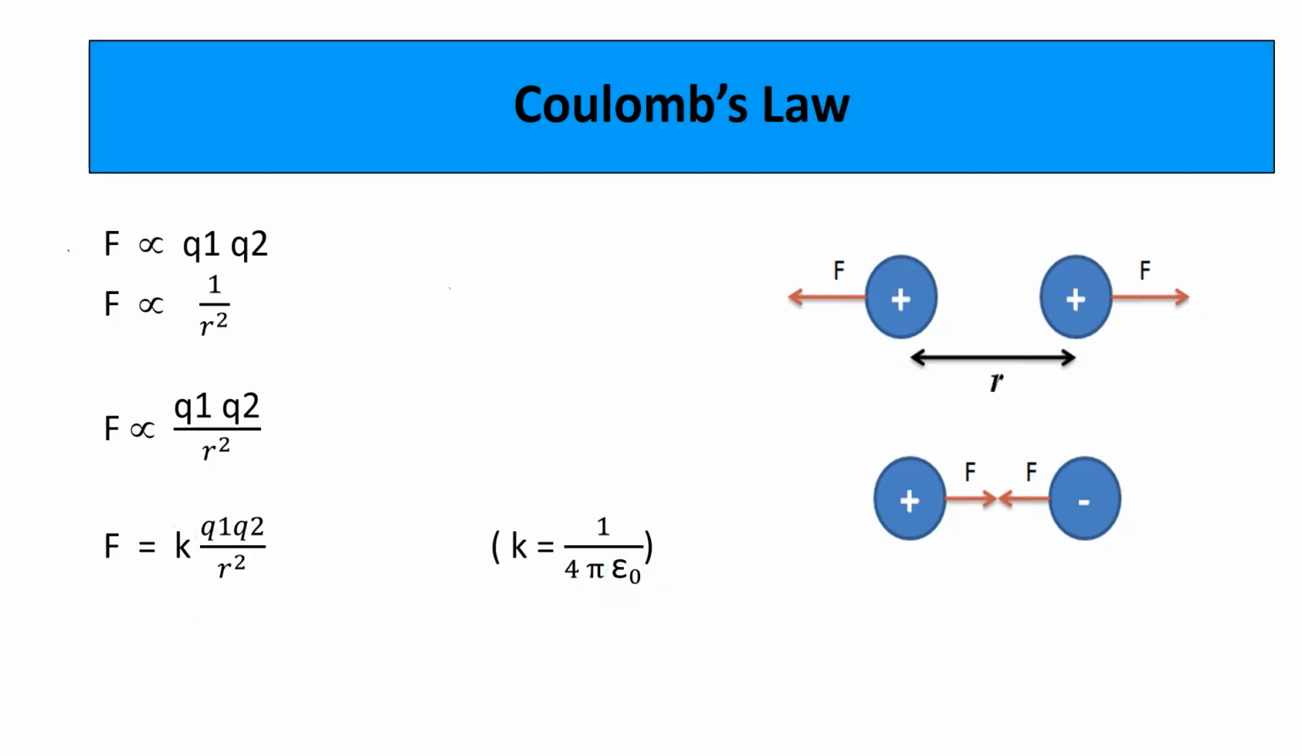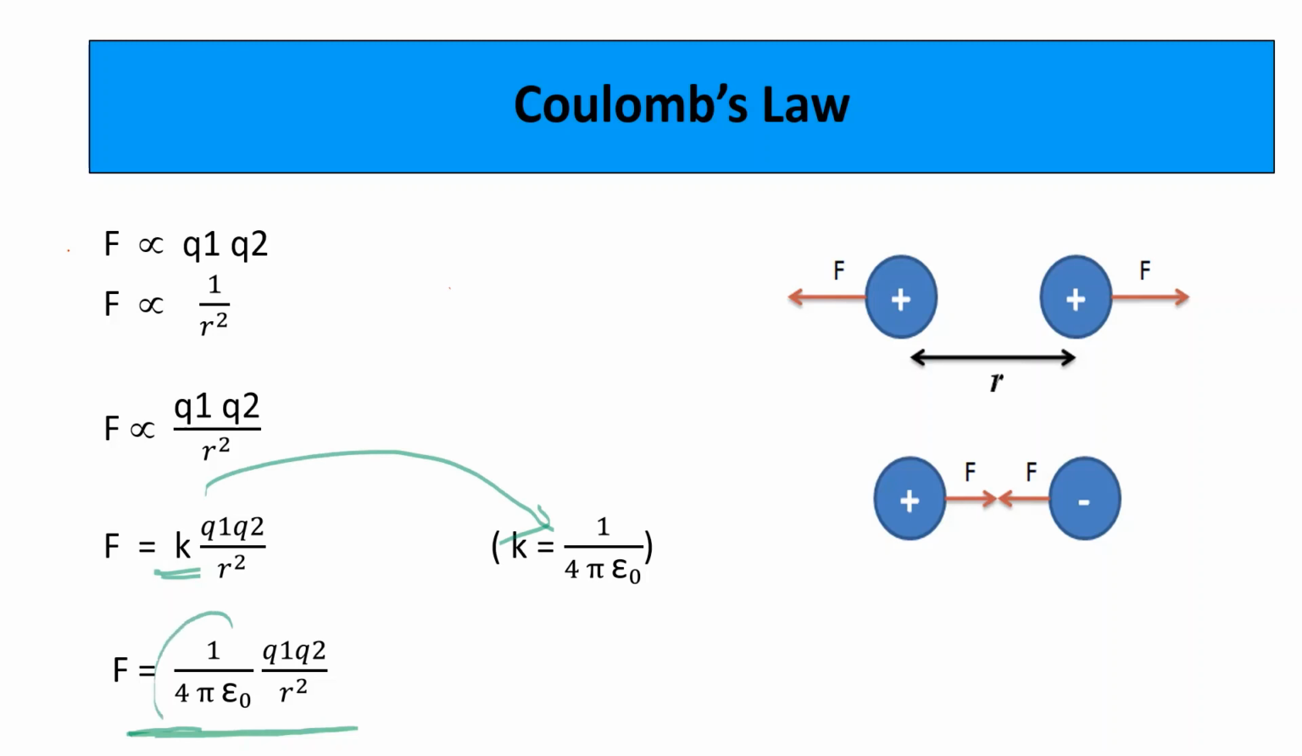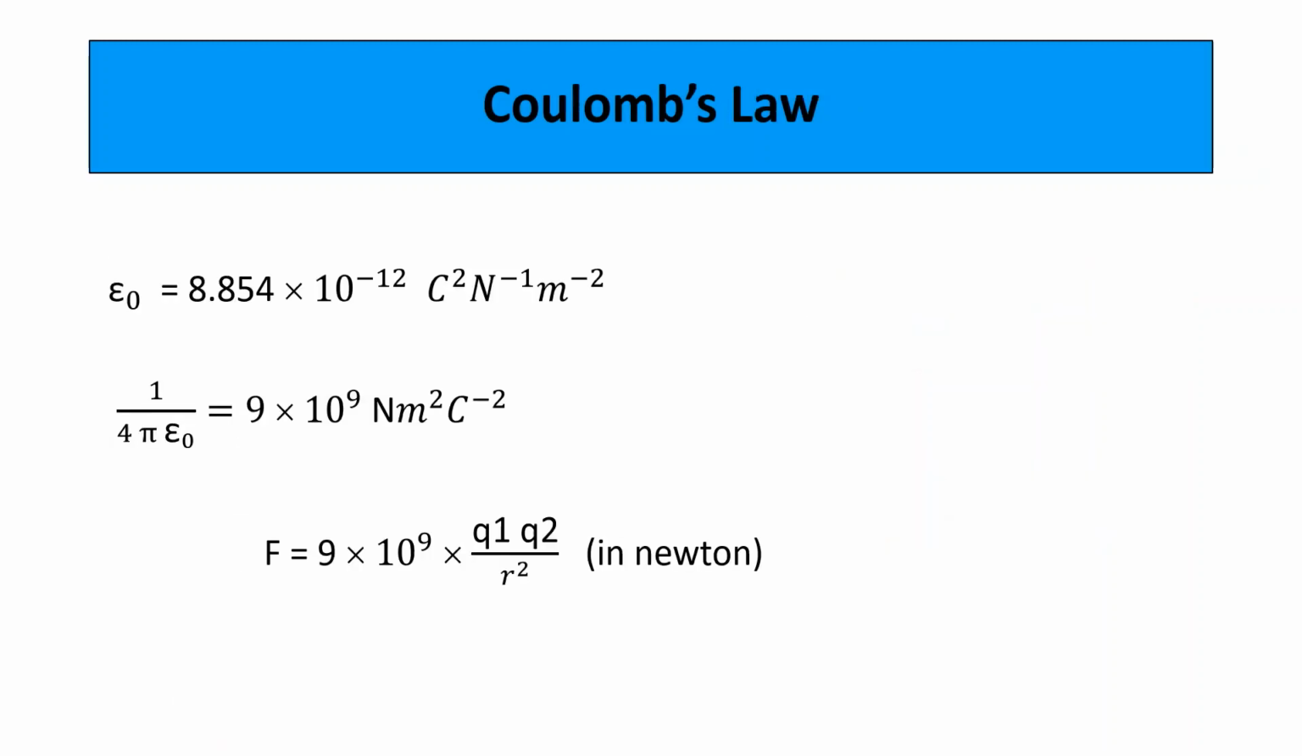Therefore, how can you represent Coulomb's law mathematically? Coulomb's law can be expressed as F is equal to 1 by 4 pi epsilon naught Q1 Q2 by R squared. Replace this K with this value 1 by 4 pi epsilon naught. This is the mathematical expression for Coulomb's law, where epsilon naught is called the permittivity of free space. This epsilon naught is the absolute permittivity of free space. Its value is 8.854 into 10 raised to minus 12. We will learn about this epsilon naught in another session.